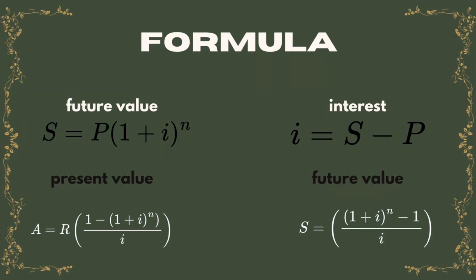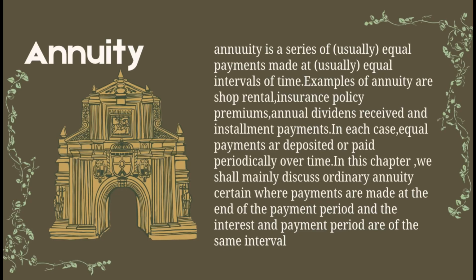This is the formula for compound interest and annuity. Annuity is a series of usually equal payments made at usually equal intervals of time. Examples of annuity are house rental, insurance policy premiums, annual dividends received, and installment payments. In each case, equal payments are deposited or paid periodically over time.